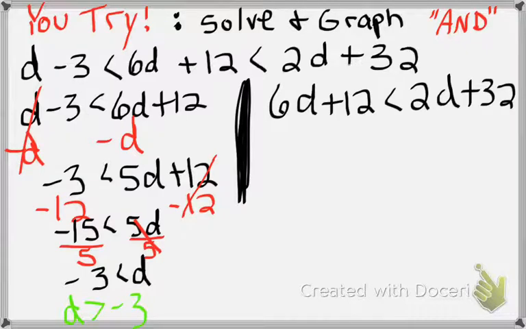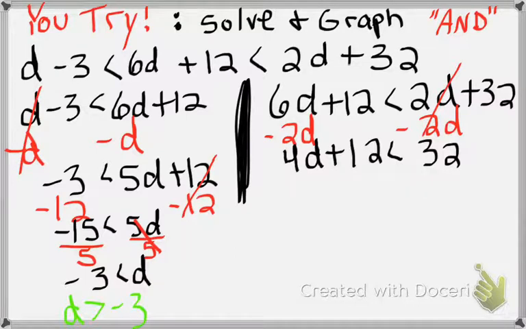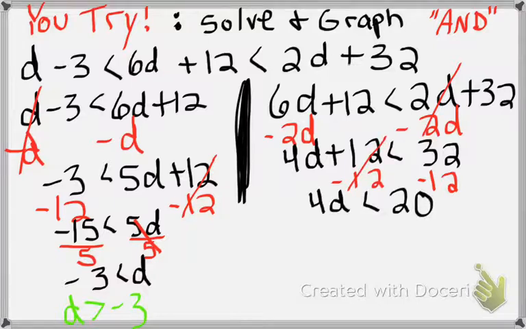Now do the same thing for the right side. Move your smaller variable towards your bigger variable. Now just get away from d. And you end up with d is less than 5. Okay, so now just graph both these answers on the same number line and you're good.